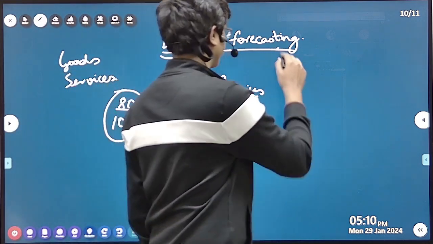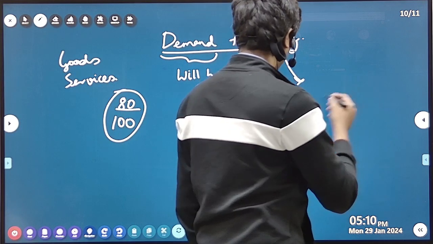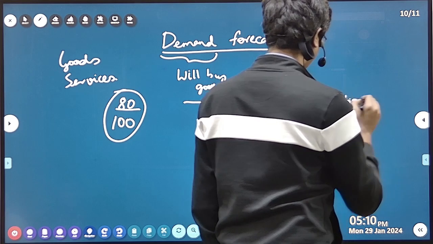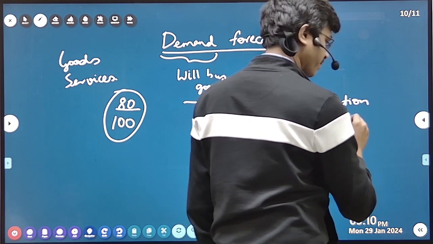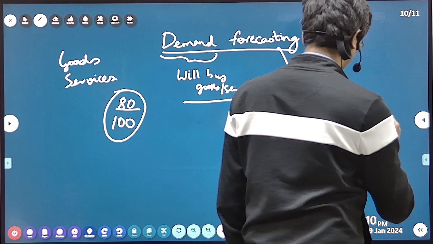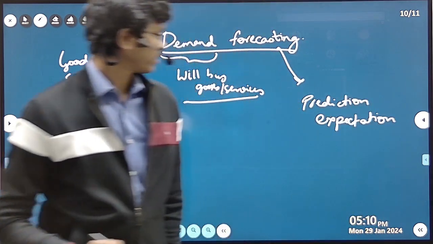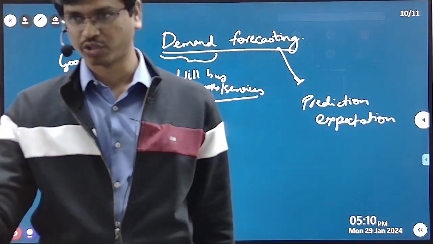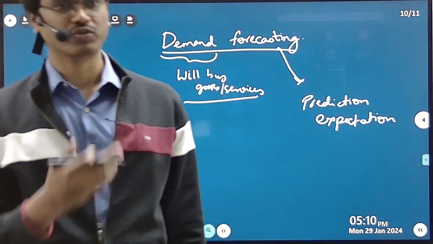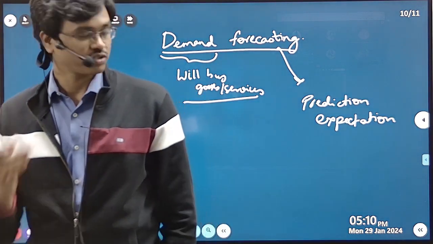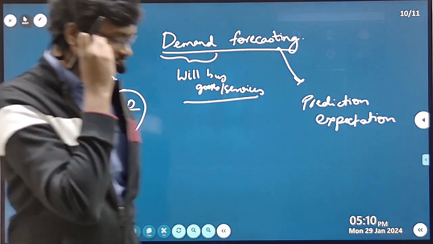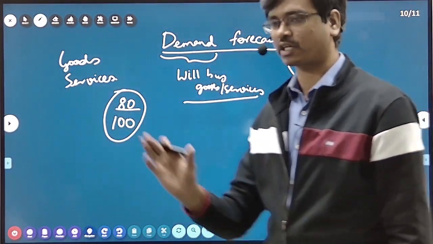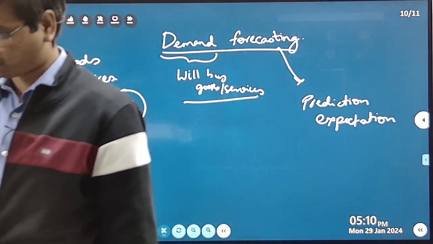And what is forecasting? Forecasting is nothing but the prediction, or the expectation. I want to predict what my demand will be in the future, say in 3 months, or in 5 months, or for 1 year. That is demand forecasting. I want to know how much I will be able to sell, or how much the market will consume my goods in a particular time frame.